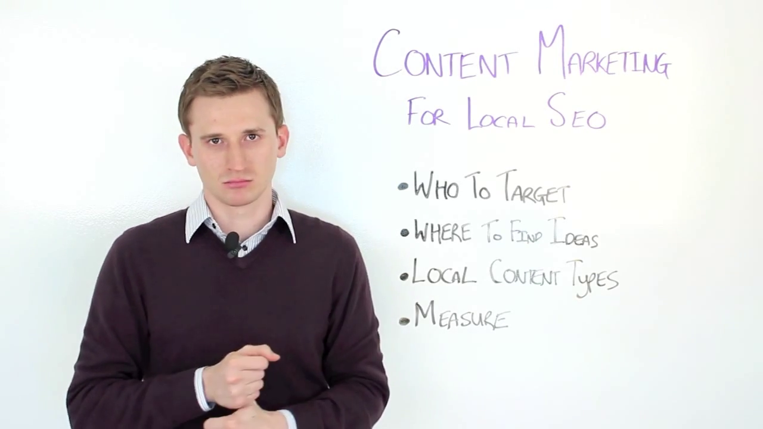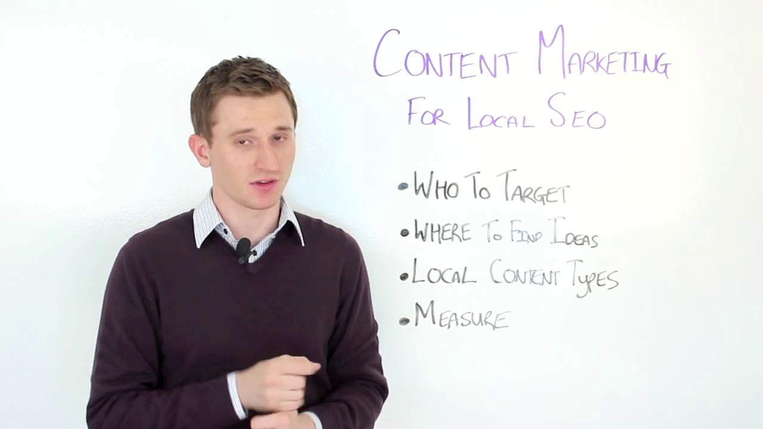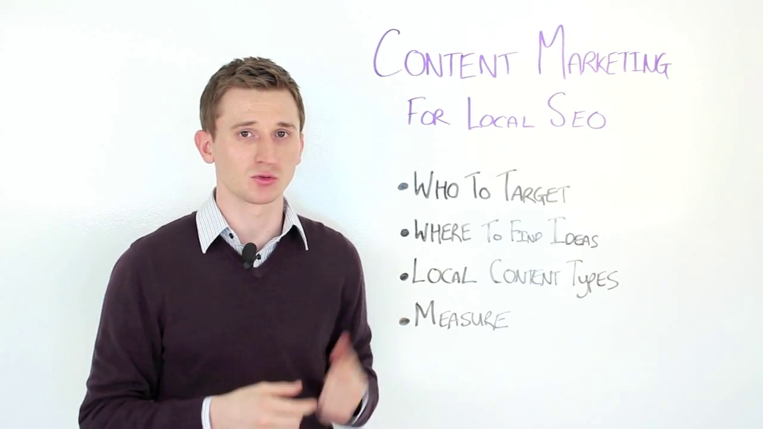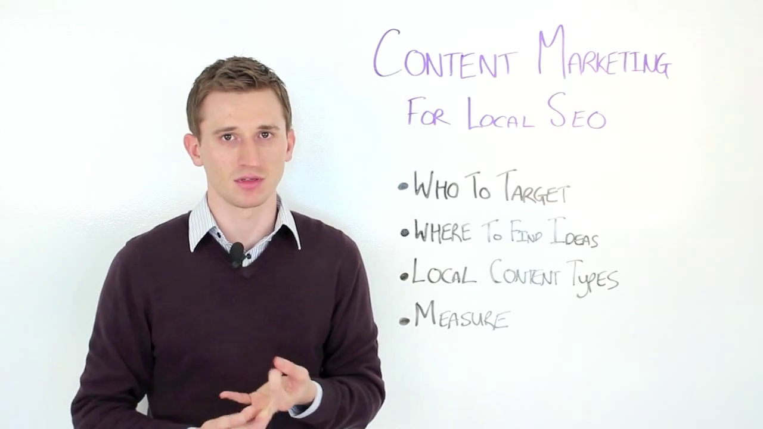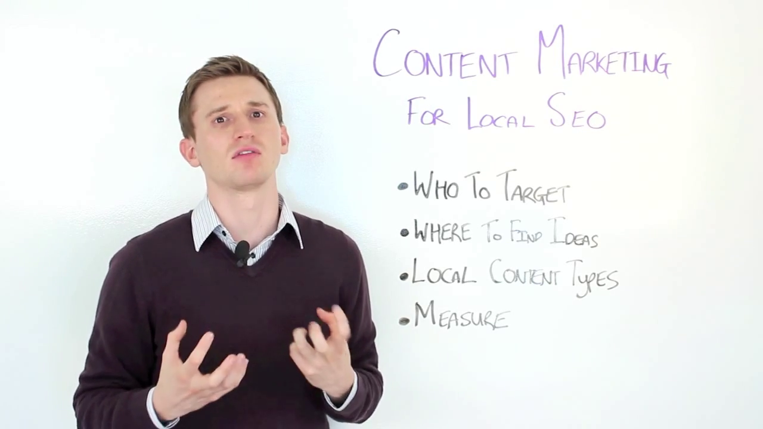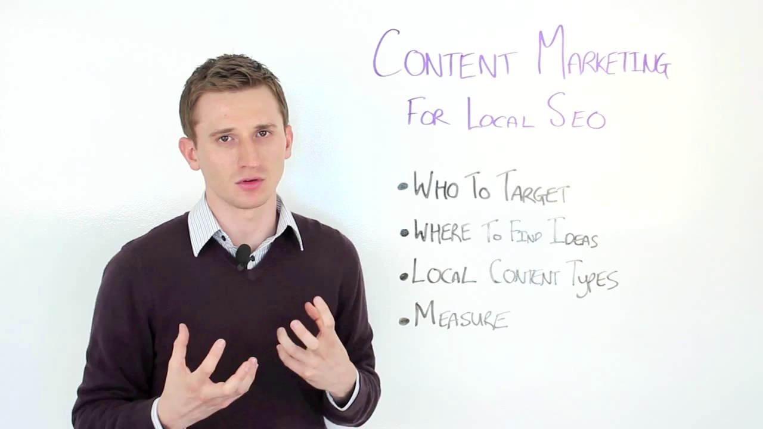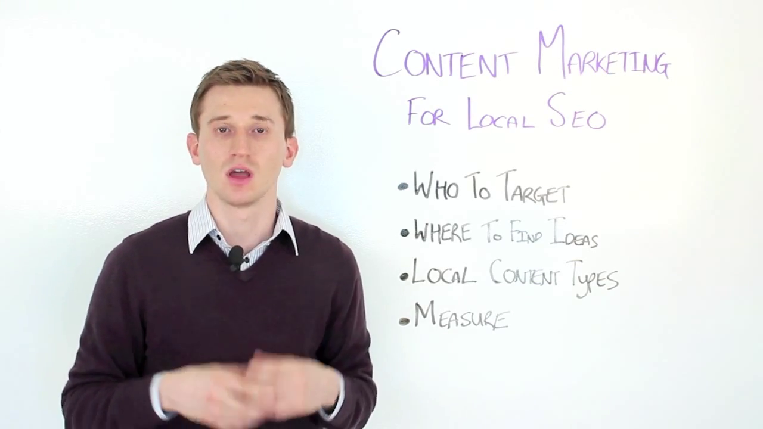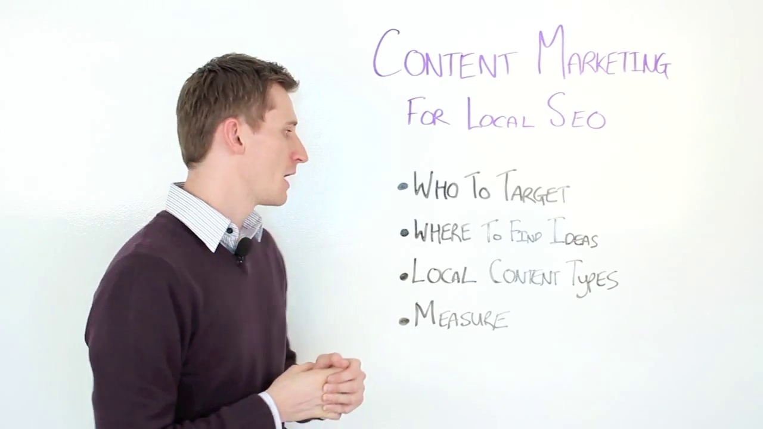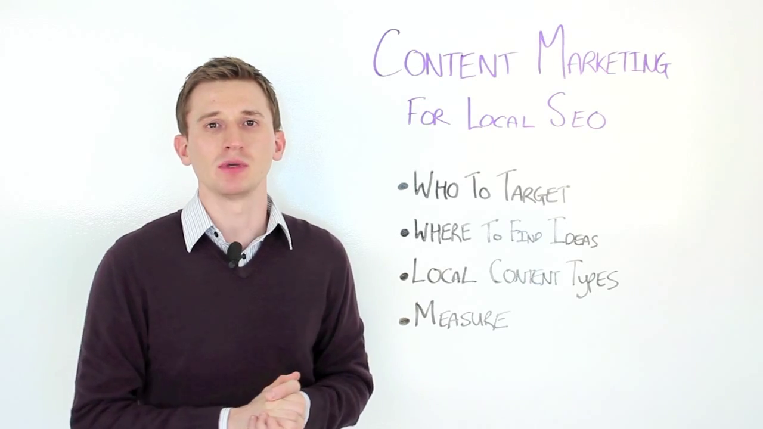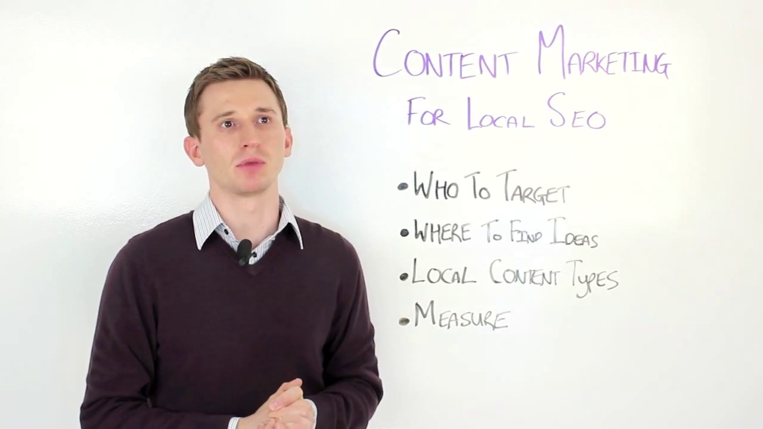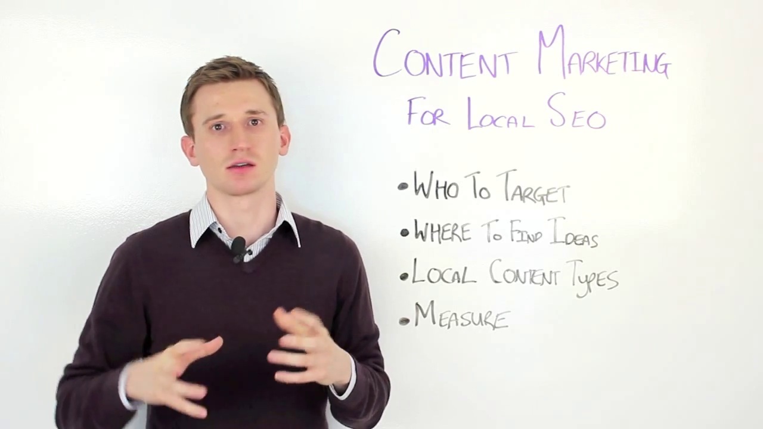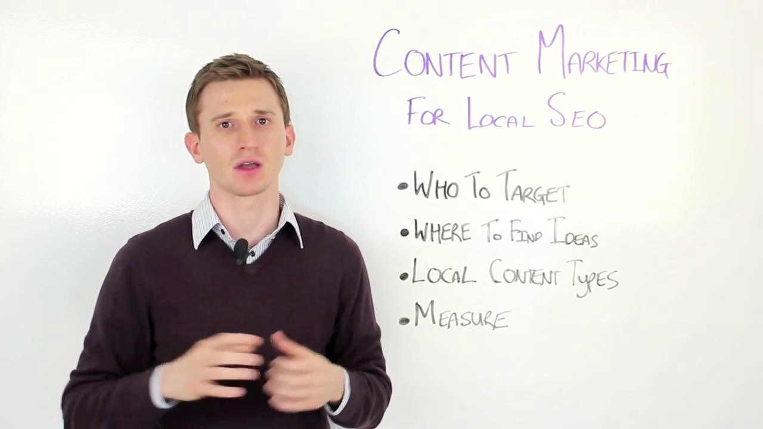So, different content types. Well, first things first, blog posts, local blog posts. As we've mentioned a lot earlier about news, topics, events, that type of thing. You can also always cover these types of topics and news and events as a local blog post. Another good idea would be to create a location-specific page. So this would be targeting an area that you want to target.